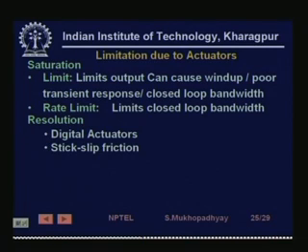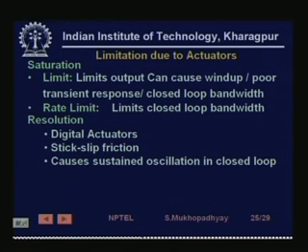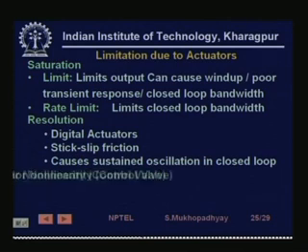Similarly, sometimes resolution: some actuators cannot make small movements because of stick slip motion. If they move, they will move and then they will again get stuck. Because of resolution it keeps oscillating. It will move there, that is actually too much correction, it will come back again, and it keeps on doing this, and that causes oscillations. Typically such resolution problems are caused either by digital actuators like step motors, or by stick slip friction, and the effect is that it may cause sustained oscillation in closed loop.